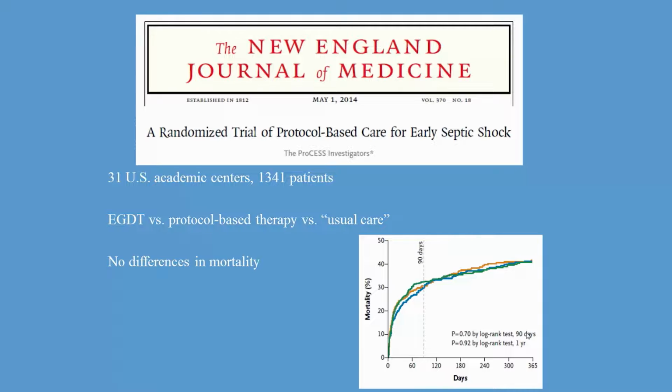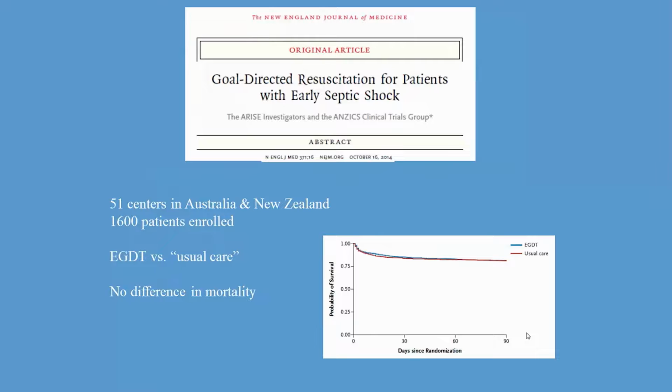So in this one from 2014, the PROCESS trial compared early goal-directed therapy versus their homegrown protocol, in which they used kind of heart rate and blood pressure ratio to assess a response to resuscitation, versus, quote, usual care, unquote, where the clinician could give the fluids in whatever fashion and reassess the patient in whatever fashion they felt was appropriate. And they showed no mortality differences among the three groups.